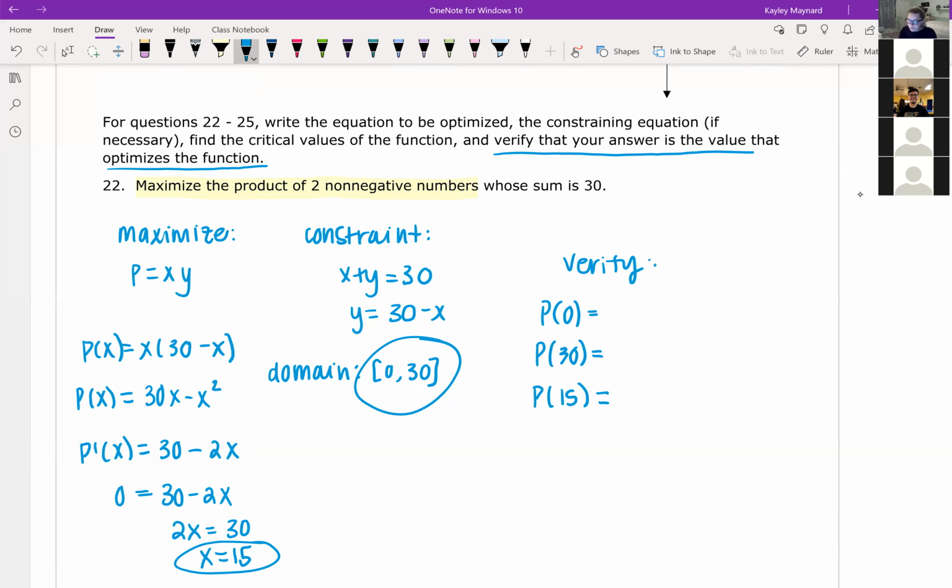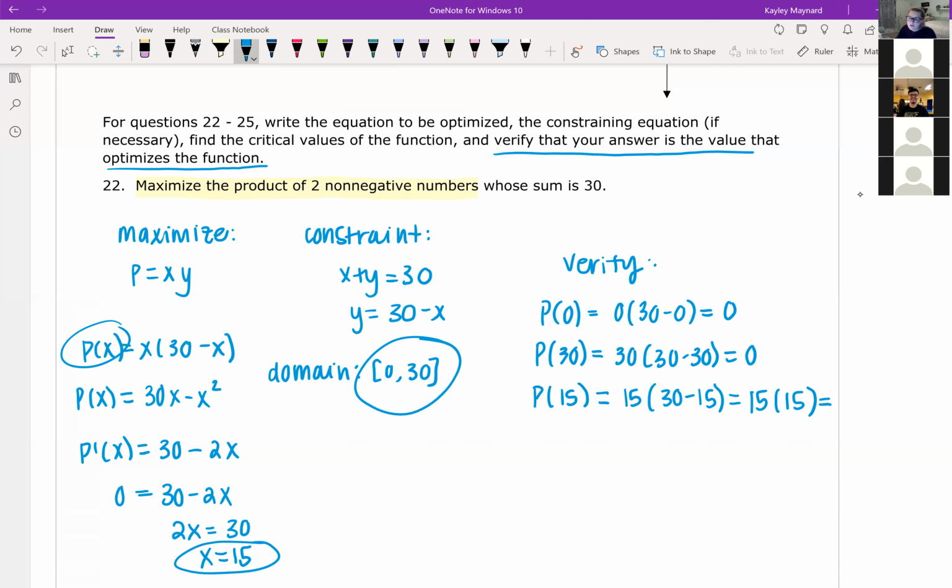So P of 0, so if I plug in 0 over into P of x, so that's like this function right here, P of x, you're going to get 0 times 30 minus 0, which is 0. If you plug 30 in here, you get 30 times 30 minus 30, which is 0. And those aren't looking too big at the moment, so I don't think those are going to maximize. Let's plug in 15. So this would be 15 times 30 minus 15, which is 15 times 15, which is going to be 225.